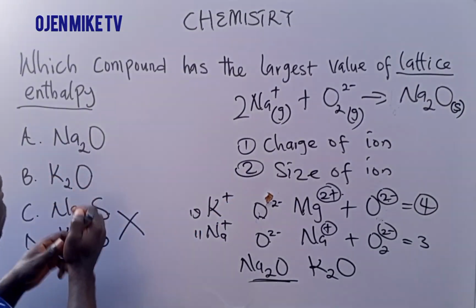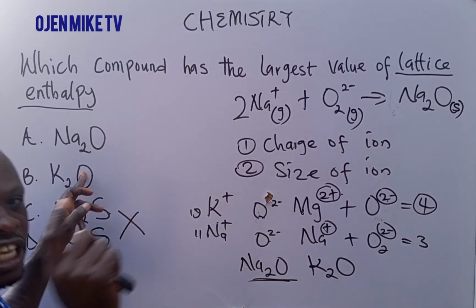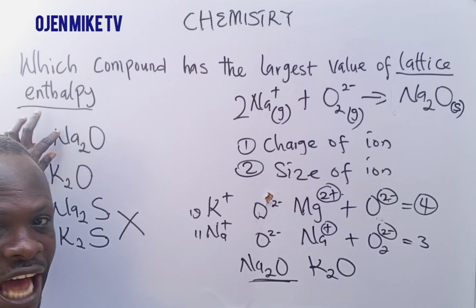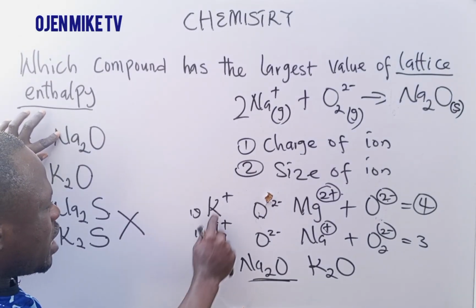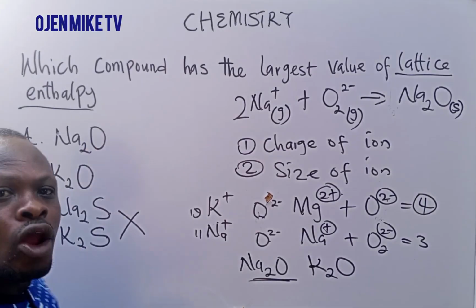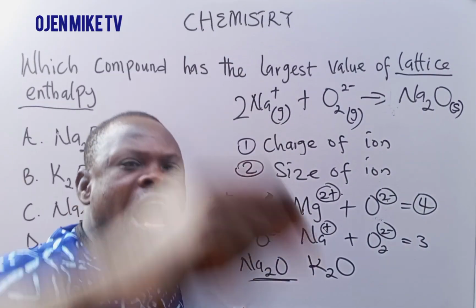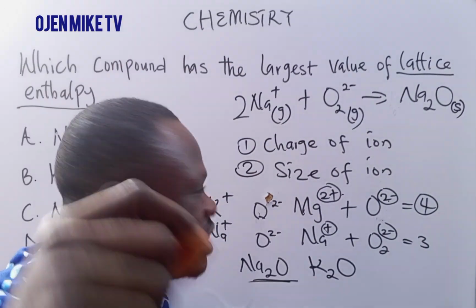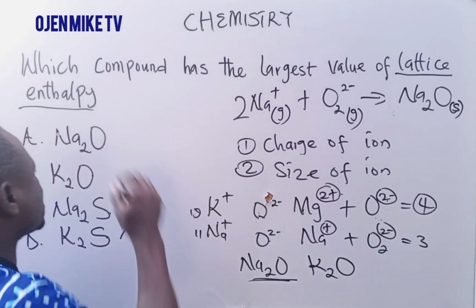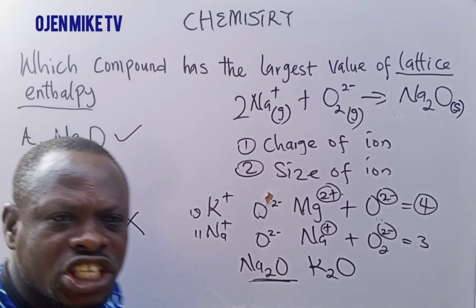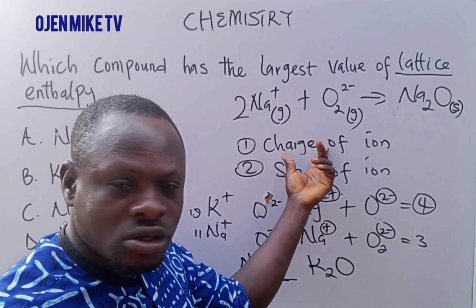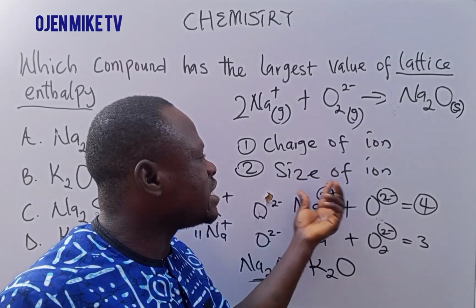Now let's go to this one. If you look at oxygen, oxygen is the same. Look at their ionic size. Sodium here is smaller than potassium. Therefore, sodium oxide will have a higher lattice enthalpy than potassium oxide. So our answer is this. So when you're considering lattice enthalpy, consider these two factors: the charge of the ion and the size of the ion.